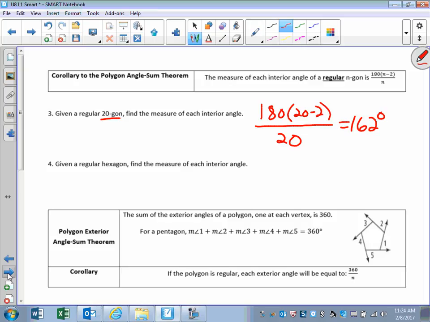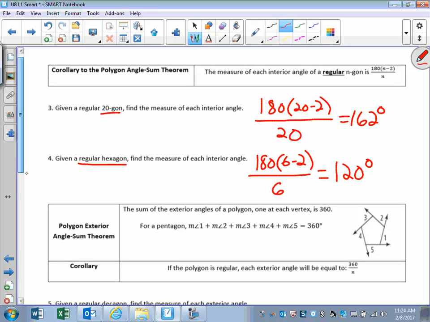Number 4 tells you it's a regular hexagon, so that's 6 sides we know. That's going to be 180 times 6 minus 2, all over 6, which is going to be 120. So each of the interior angles is 120. Again, regular just means that all the angles are going to be the same.